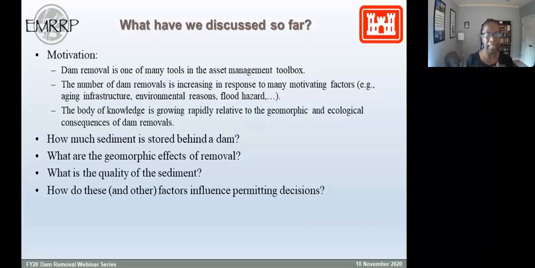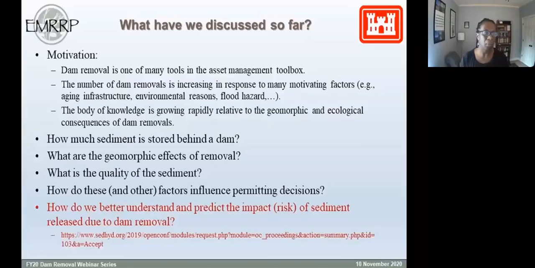Last week, I think Kyle and Susan both talked about this series of questions, which actually originated in that original meeting. How much sediment is stored behind a dam? What are some of the geomorphic effects of removal? What is the quality of sediment? And how do these and other factors influence permitting decisions?